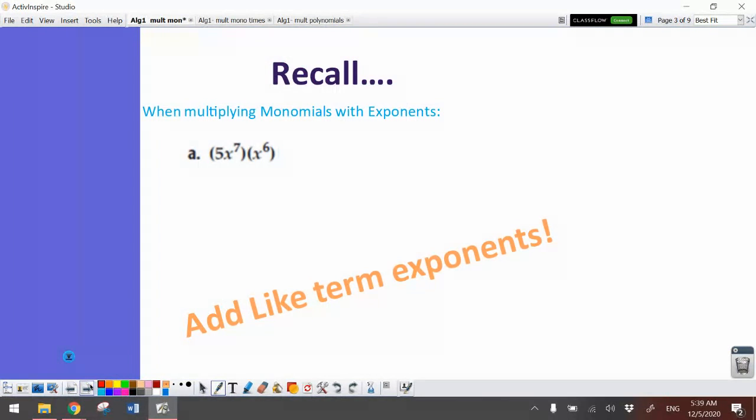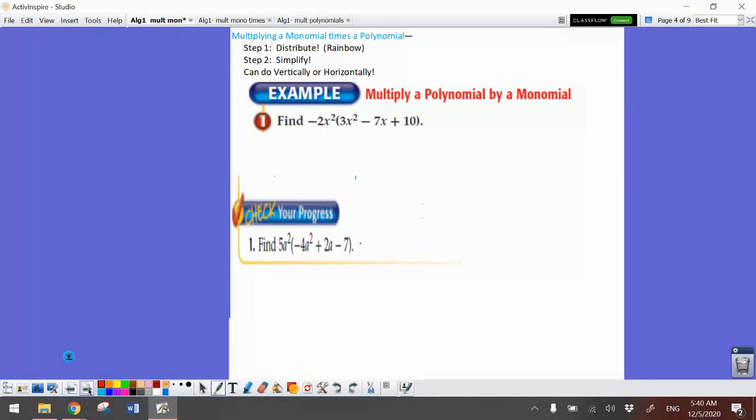Okay. So I want you to think back to our last unit where we were multiplying monomials, and we had something like this problem. Remember that you had to multiply the big numbers, or the coefficients, so 5 times 1 is 5, and then I had to add my powers, so 7 plus 6 was 13. So when we are multiplying monomials times polynomials, this rule actually still holds, because we're going to be multiplying multiple monomials. We're going to be doing this process multiple times. Let's take a look at a problem here.